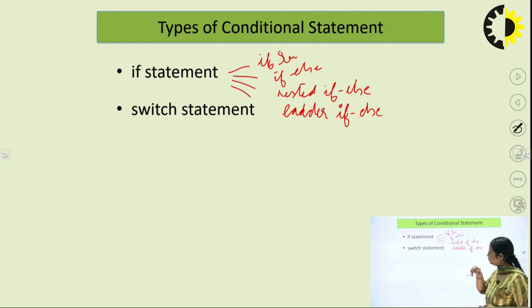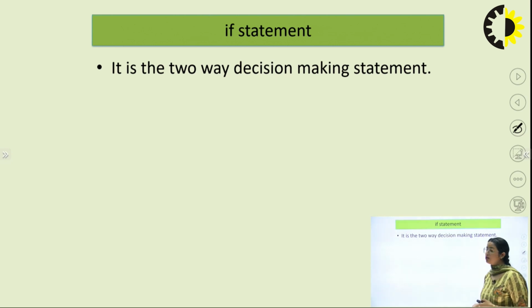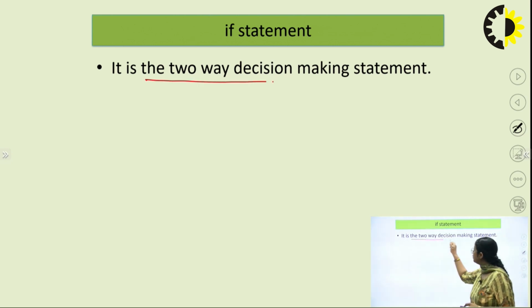Basically these are also known as multi-way pathing or two-way branching. We can say these are divided into two-way branching or multi-way branching. So let's first discuss what the if statement is. Basically, the if statement is a two-way decision making statement. Why do we call it a two-way decision making statement? Because we have two choices.